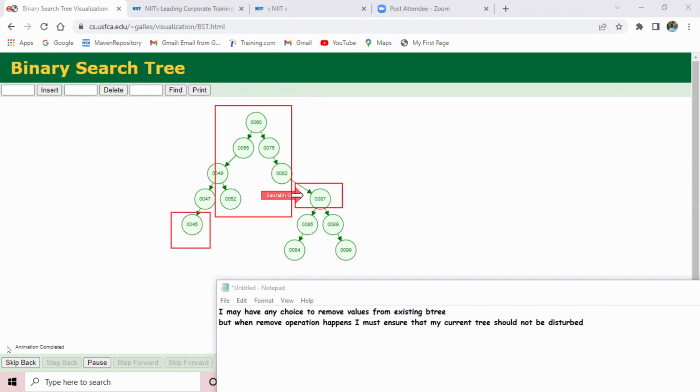Are you understanding what concept I want to define in front of you? Why am I saying that if I delete this node, I don't need to bother about the other nodes? But whenever I need to delete this node, or this node, or this node, I always need to create an arrangement.